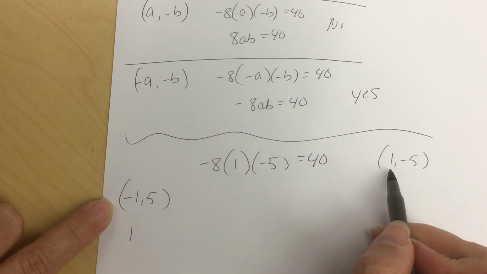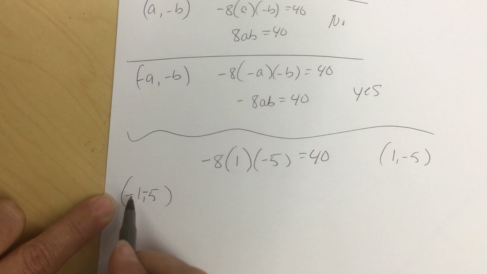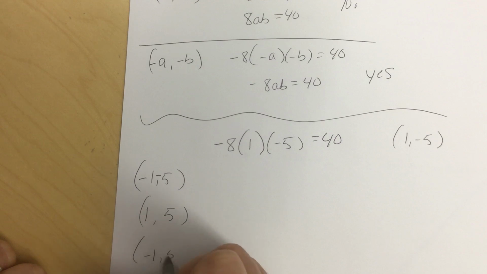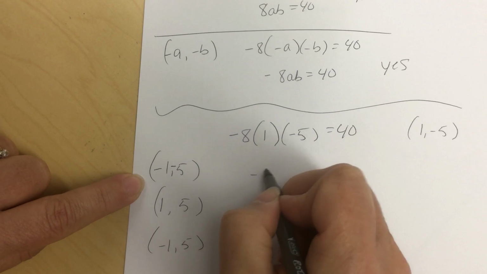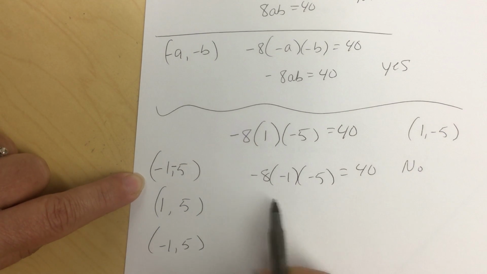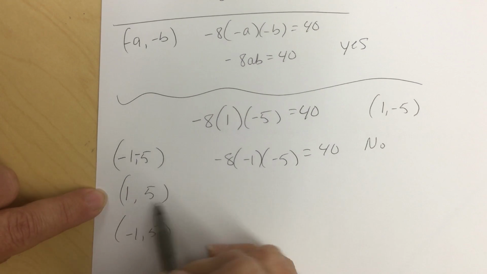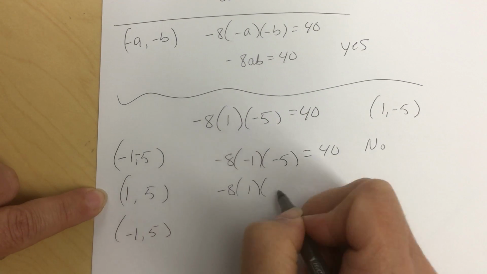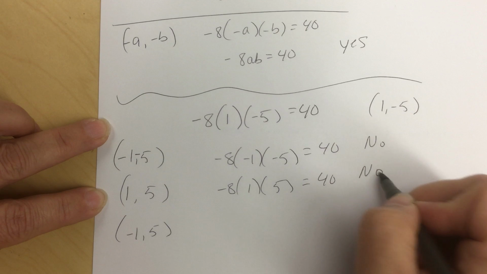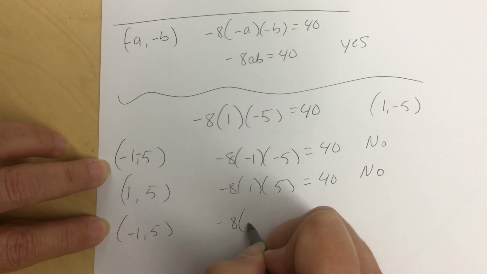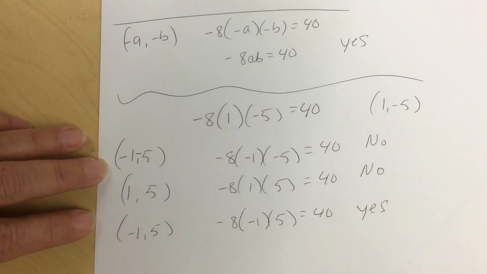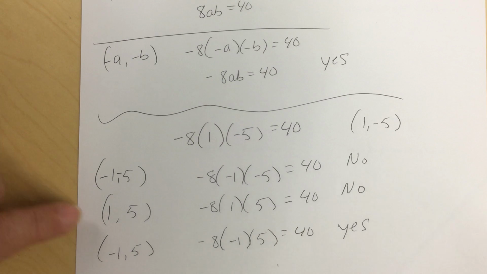Let's just change that. If I change the x, if I change the y, or if I change them both. If I do negative 8 times the negative 1 times the negative 5, that is not 40, because I should get a negative number. If I plug in two positives, negative 8 times 1 times 5, that is not 40. A negative number is not equal to 40, so that's a no. But if I change them both, negative 8 times a negative 1 times a positive 5 does equal positive 40, so that's a yes. So this one is symmetric to the origin, but not the x and y.